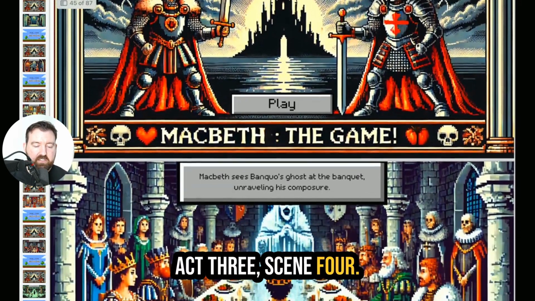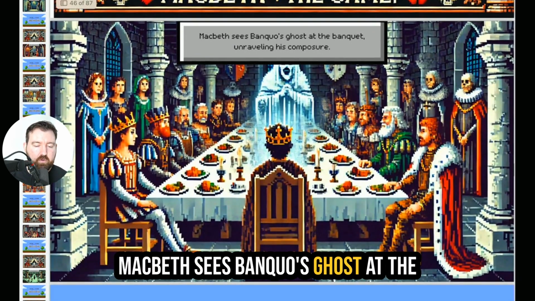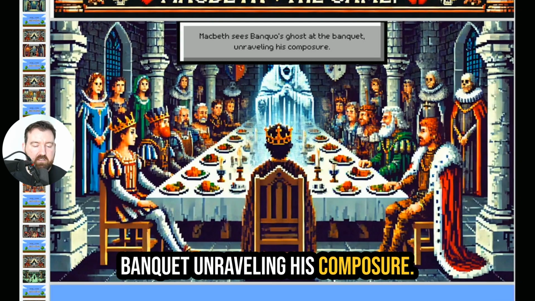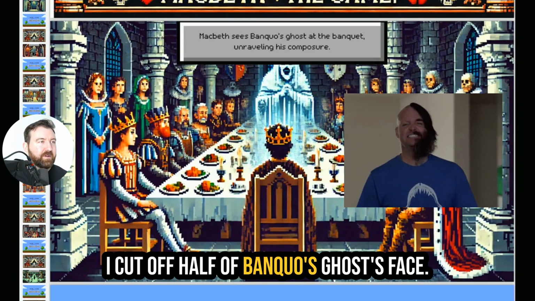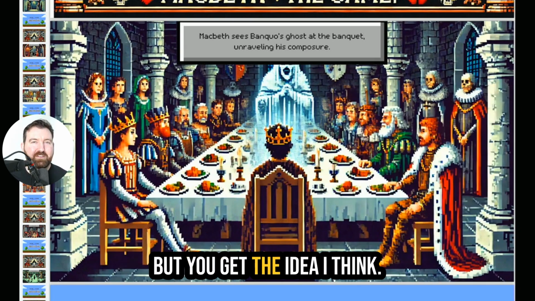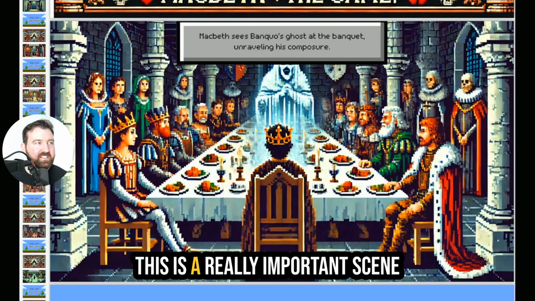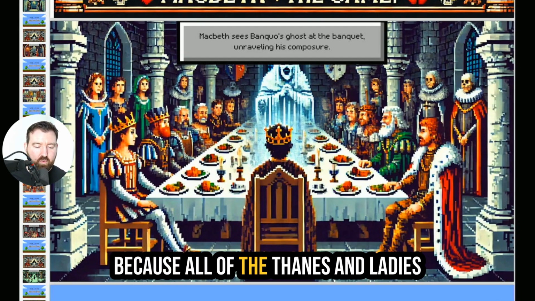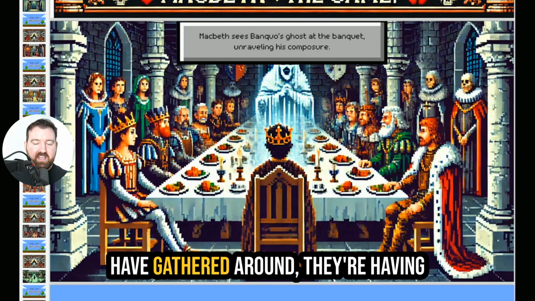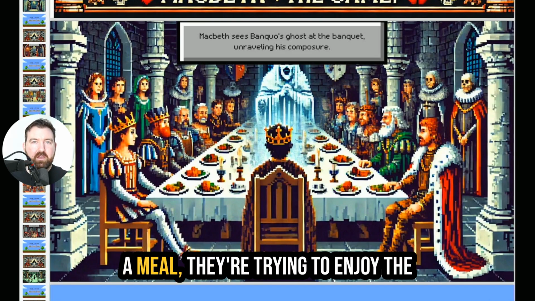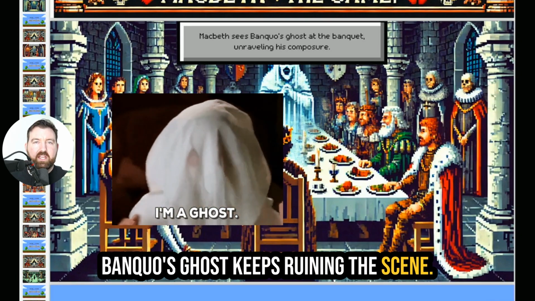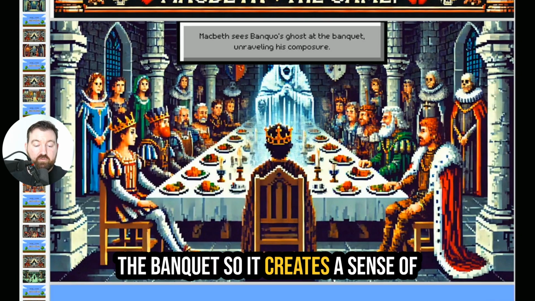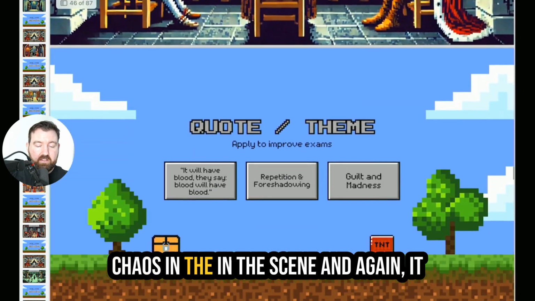Okay, Act 3, Scene 4. Macbeth sees Banquo's ghost at the banquet, unravelling his composure. Now, I made a little bit of a mistake here. I cut off half of Banquo's ghost's face, but you get the idea, I think. This is a really important scene because all of the thanes and ladies have gathered around, they're having a meal, they're trying to enjoy the new king, and yet, unfortunately, Banquo's ghost keeps ruining the banquet. So it creates a sense of chaos in the scene.